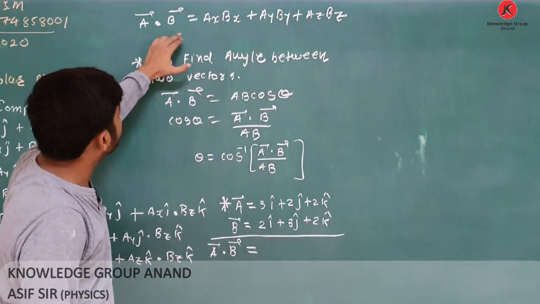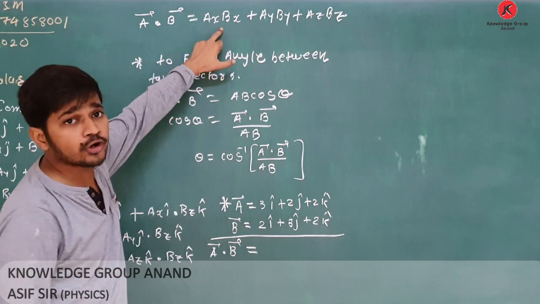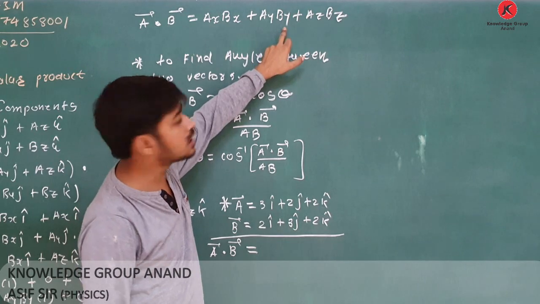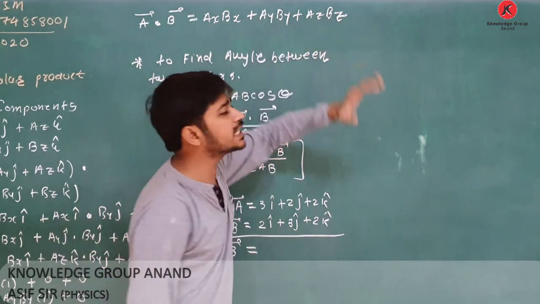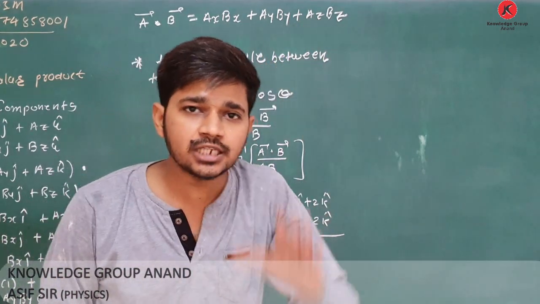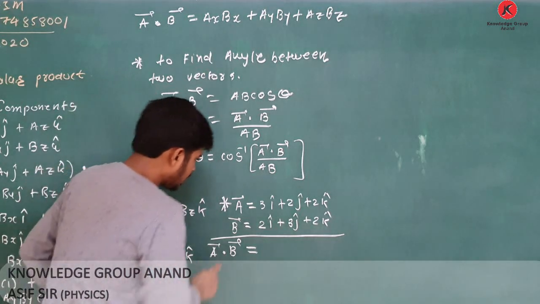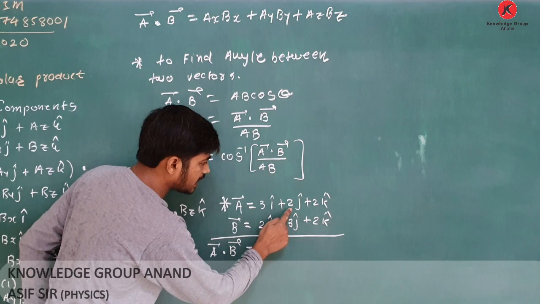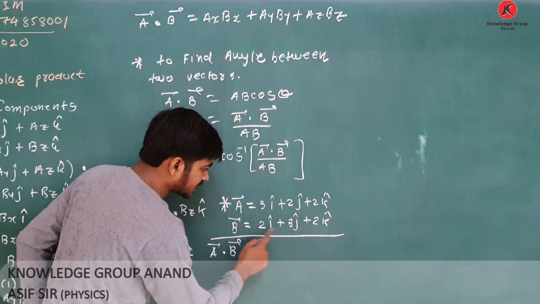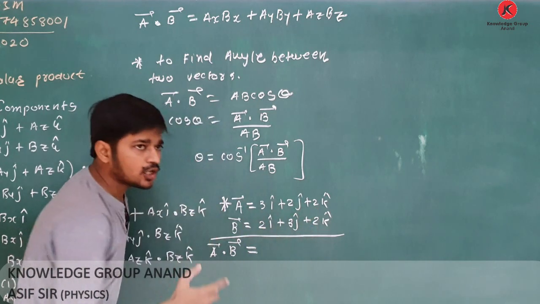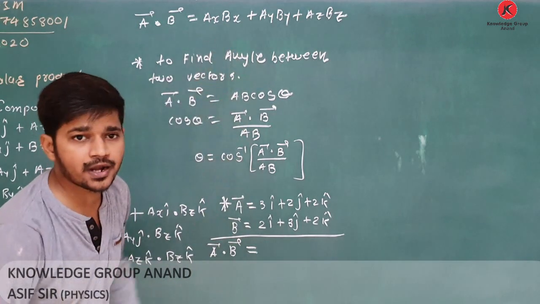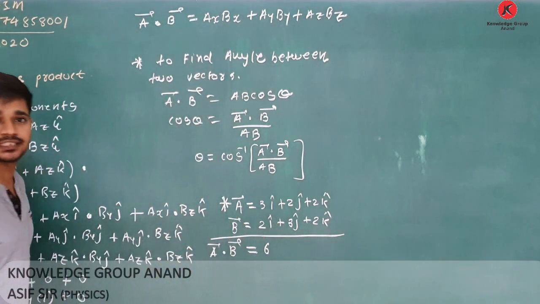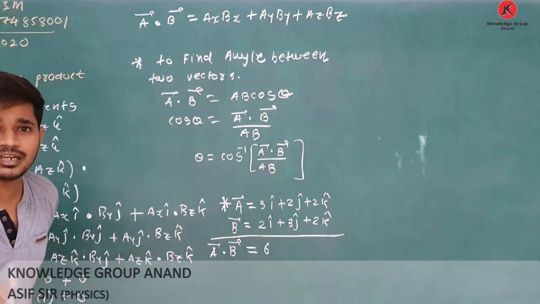A dot B is equal to Ax Bx, the product of x components, plus Ay By, the product of y components, plus Az Bz, the product of z components. So here we have vector A, vector B, Ax, Ay, Az, Bx, By, Bz. So use this method. Ax Bx, 3 into 2, it is 6. Clear about this? Only 6.